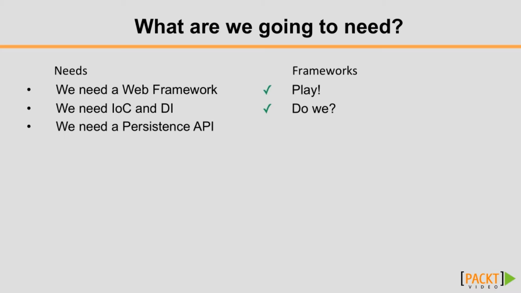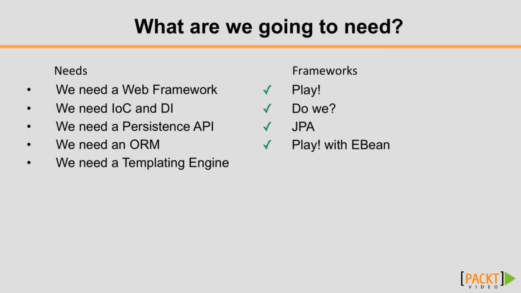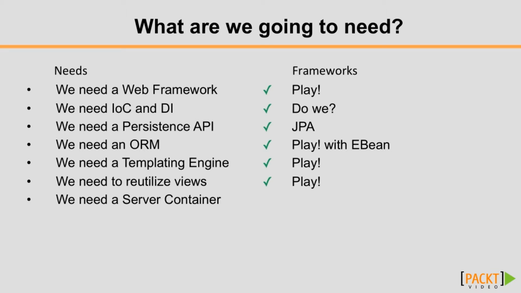We need a persistence API. In this case, we're still using JPA. We also need an ORM. For that, we use Play. Play internally uses Ebean, but we're using Play. We also need a templating engine. Play comes with one. We also need to reutilize views. Play comes with that as well. We need a server container. Play is a server container as well.